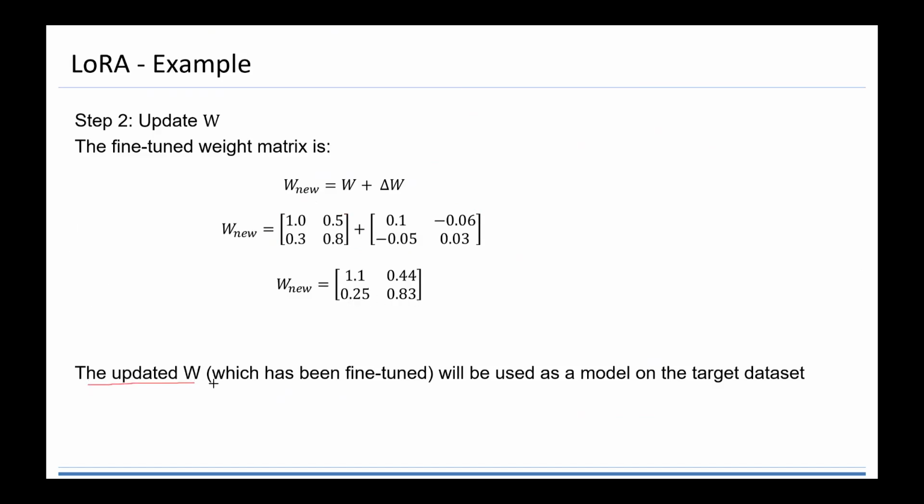The updated W, which has been fine-tuned, will be used as a model on the target dataset. Of course, this mechanism I just show you with a very simple example, but in the network itself there will be a back propagation. So they will update this W again according to the loss function.